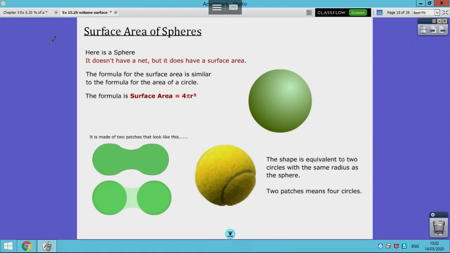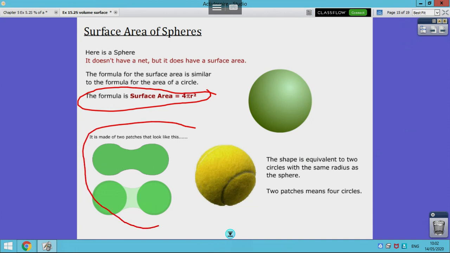Okay, so here's a bit of an explanation as to why the formula of the surface area is 4 pi r squared. Well, we know that pi r squared is just the area of a circle, so that 4 at the front means that the surface area of a sphere can be given by 4 circles. And there's a good illustration here of a tennis ball being made up of 4 circles. Okay, and that's why the surface area of a sphere is just 4 circles with the radius given.